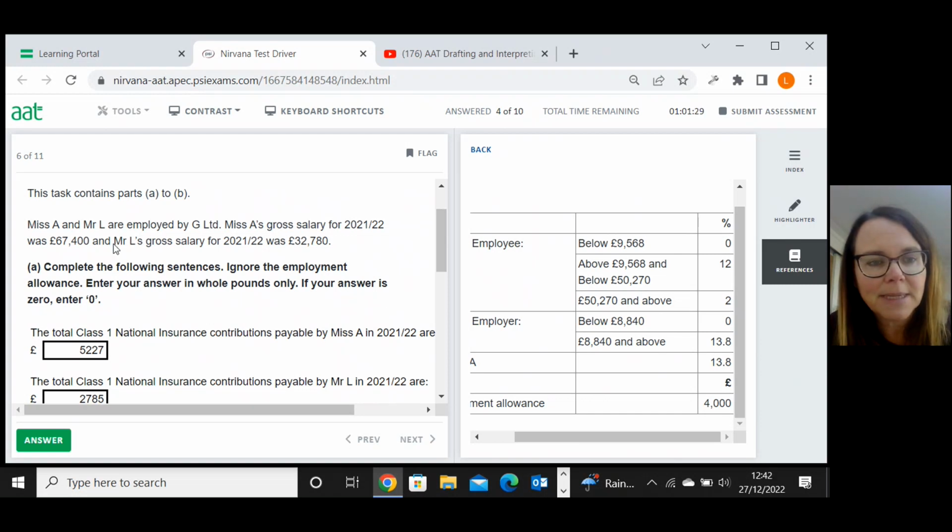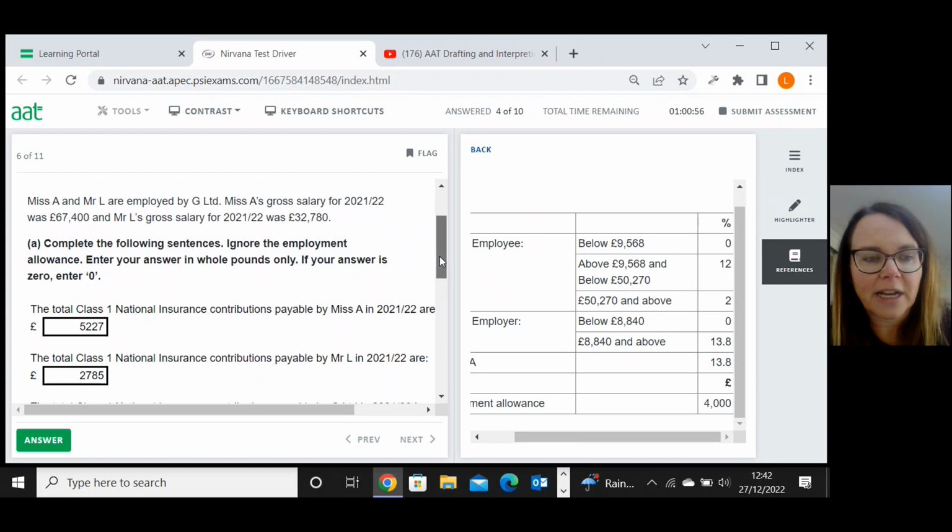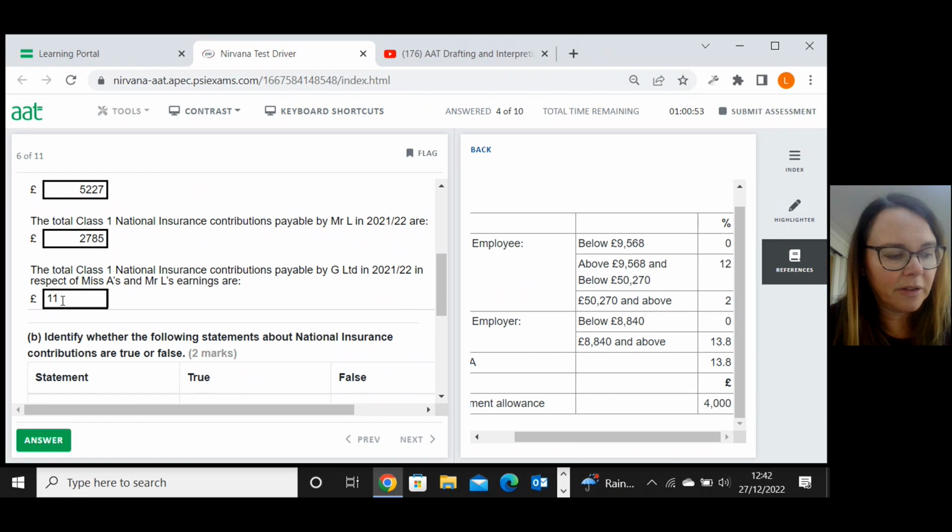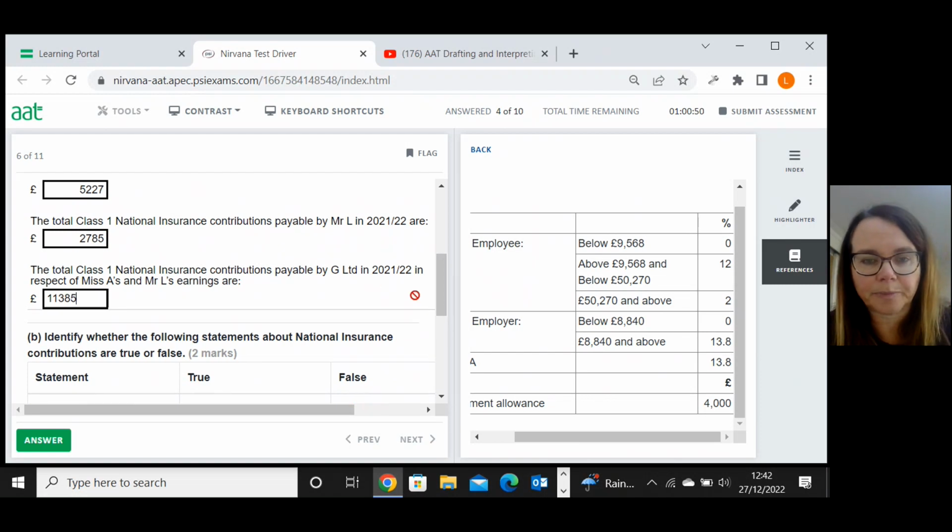Then for employee Mr. L, we work out 32,780, subtract the 8,840 threshold. That gives a figure of 23,940, which is again multiplied by the 13.8%, which gives an employer contribution for Mr. L of 3,304. Add that on to the 8,081 that we had for Miss A, which gives us overall a figure of 11,385.